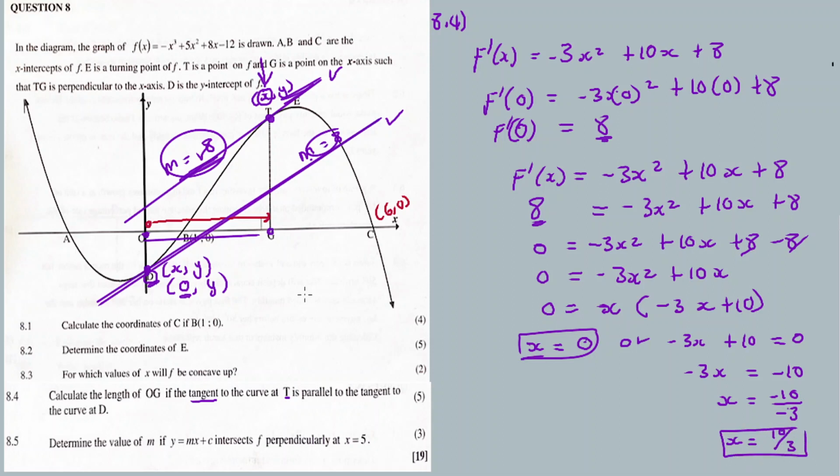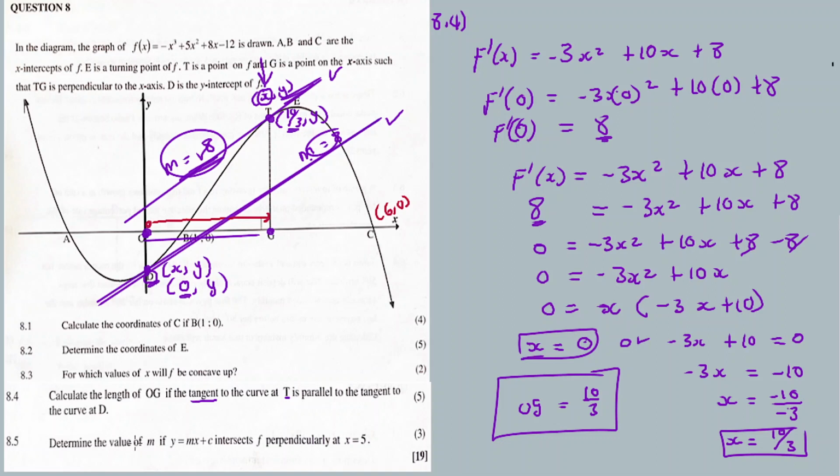So it means that the x value for T is 10 over 3, and so OG is automatically 10 over 3, because the distance from O to G is 10 over 3, which is the x coordinate for T. So now you answer it. OG is 10 over 3 units. Okay, this was a clever question. If you didn't get it, it's fine, you will get it next time, but I must say, be challenging the question.